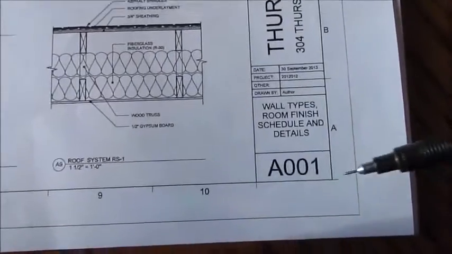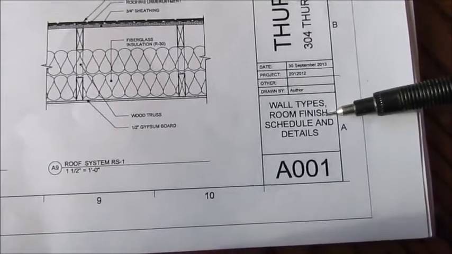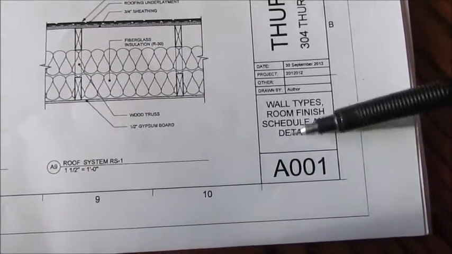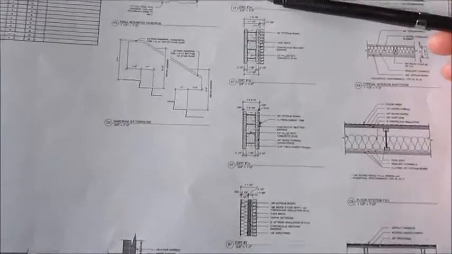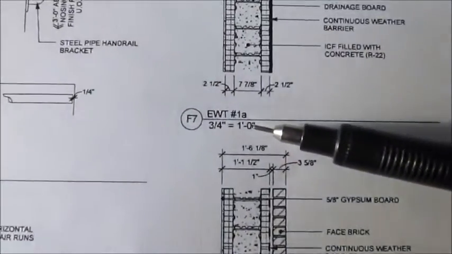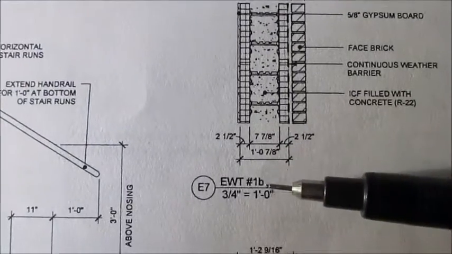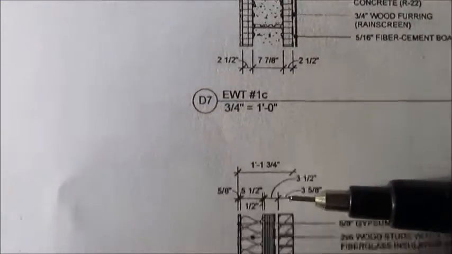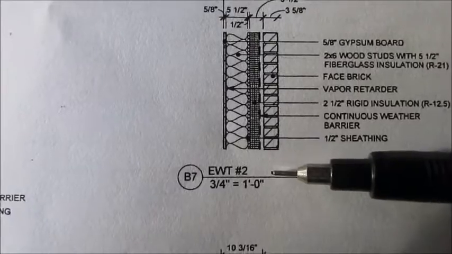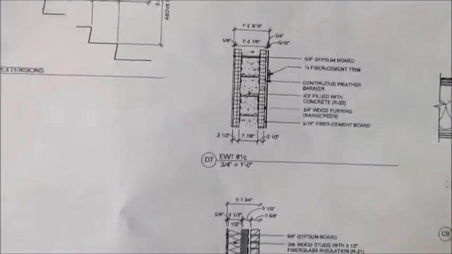So what we've done is we've come back here to A001, which are wall types, room finish schedule, and details. And we're primarily going to look at our details today. I'm going to zoom out a little bit so you can see what this page looks like. And if I start up here, this is labeled EWT1A. I go down a little bit. Here's EWT1B, EWT1C, EWT number 2, and EWT number 3. And we've mentioned those on a previous drawing. I'm going to start here.